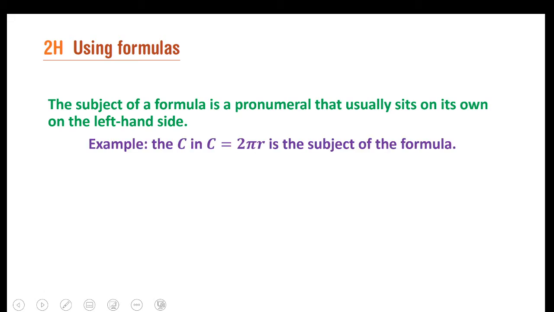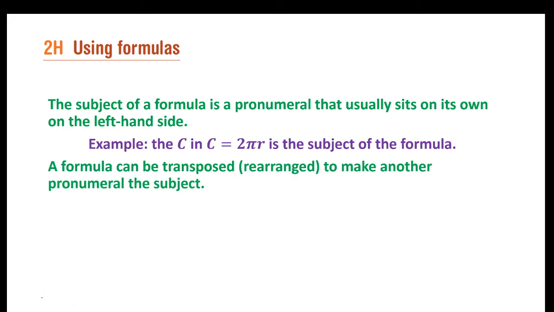So an example is the C in C is equal to 2 pi r. C is equal to 2 pi r is the formula for the circumference of a circle. But the C is called the subject because it's the one that's by itself. A formula can be transposed or rearranged to make another pronumeral the subject.